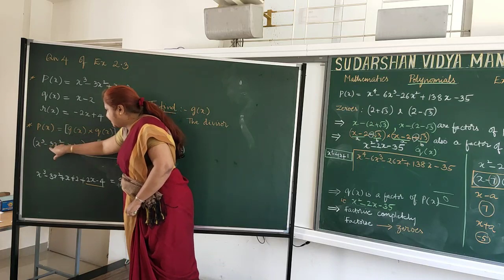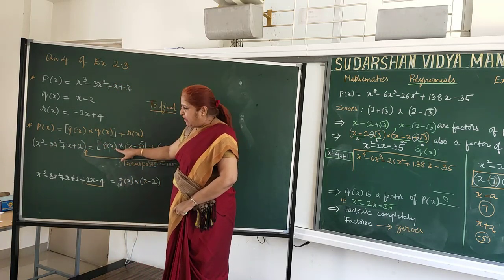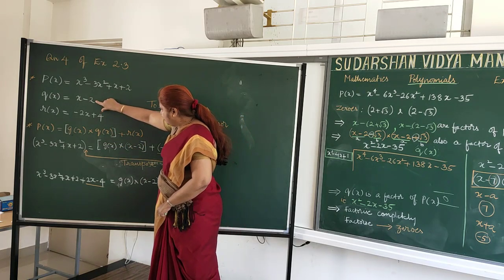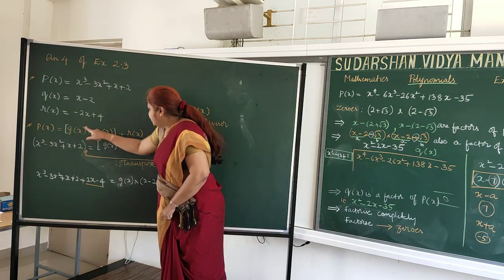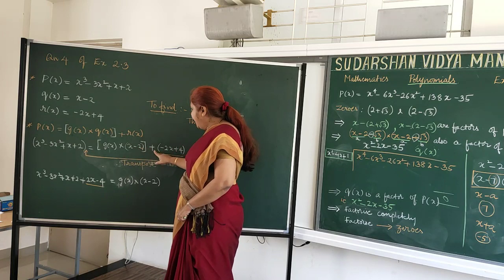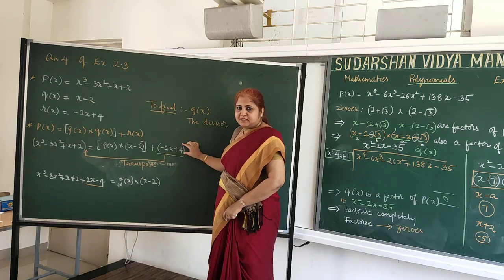In place of p of x, I am substituting. G of x is what is required to be found out. Q of x value is given as x minus 2. Ensure that these two are together because you need to find the product of this. Plus r of x, which is the remainder, is also given to us.